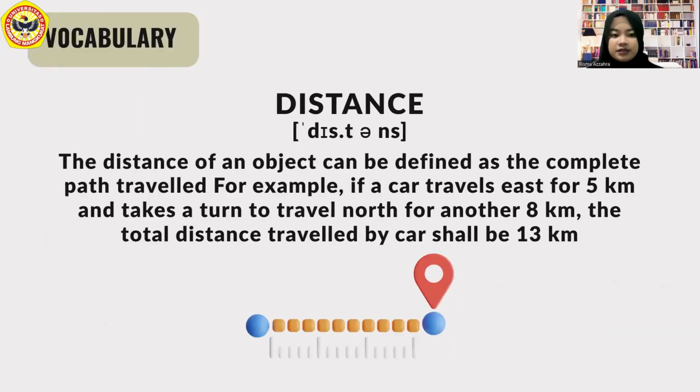Distance. The distance of an object can be defined as the complete path traveled. For example, if a car travels east for 5 kilometers and then turns to travel north for another 8 kilometers, the total distance traveled by the car would be 13 kilometers. Distance in bahasa is jarak.